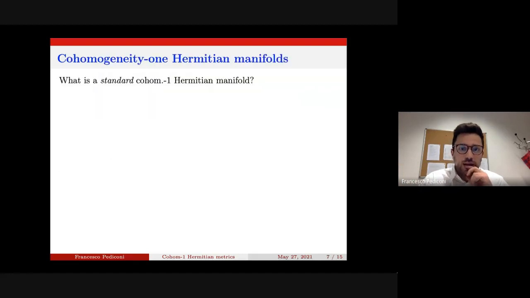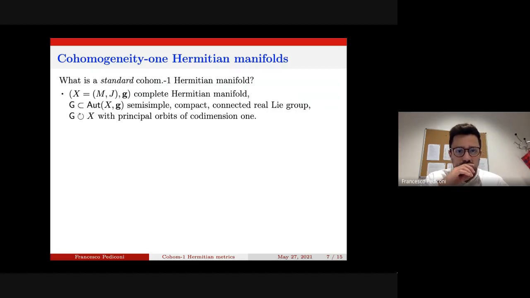So let's have a look at the cohomogeneity-one setting. Here in this talk, we will focus mainly on the so-called standard cohomogeneity-one Hermitian manifolds, which are a special class of these manifolds, constructed as follows. You take a complete Hermitian manifold, and you assume that there exists a semi-simple compact connected real Lie group G, which acts on the manifold X by means of holomorphic isometries.